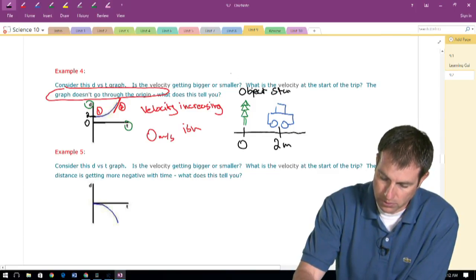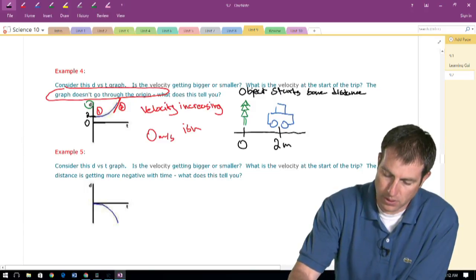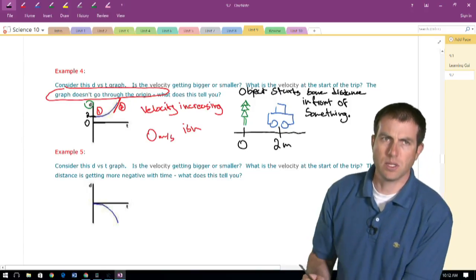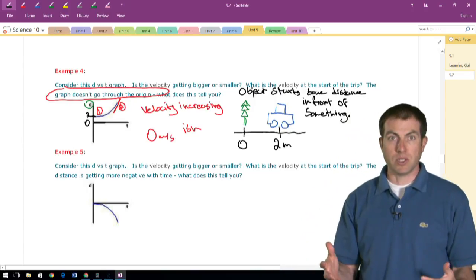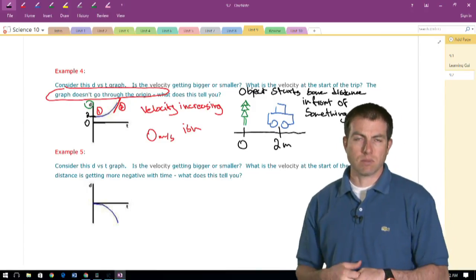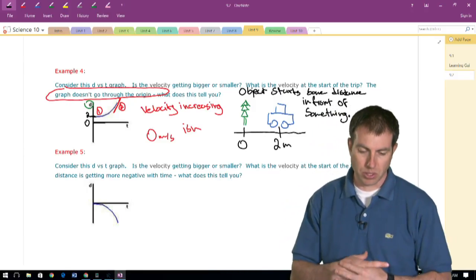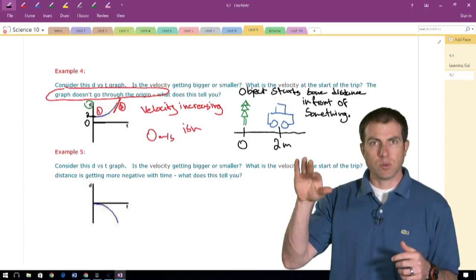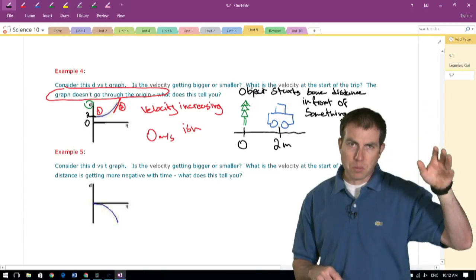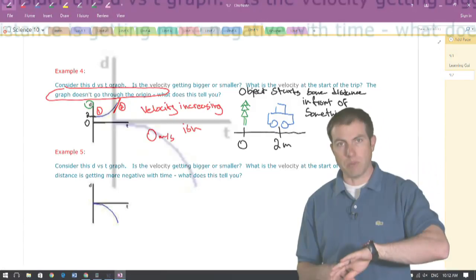So my object, my car, whatever we want to call it, starts some distance in front of something. It makes it a bit tricky here because we don't have numbers to deal with. We don't know what the object is. We just have a little graph to interpret everything from. But we can just do our best. I like making up stories. It seems to work pretty good. So all of the ones we've looked at so far have had these graphs increasing this way, going up. But now this next one, example number 5, we have a graph that's dropping down.